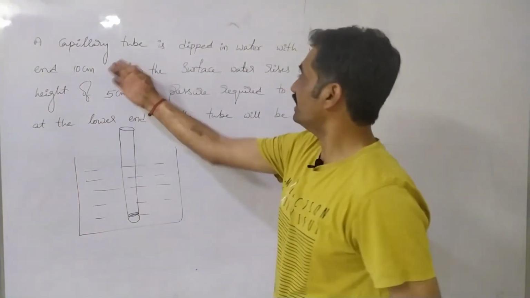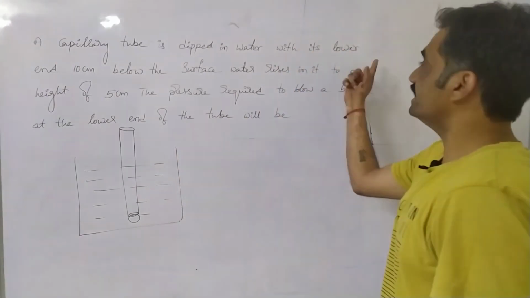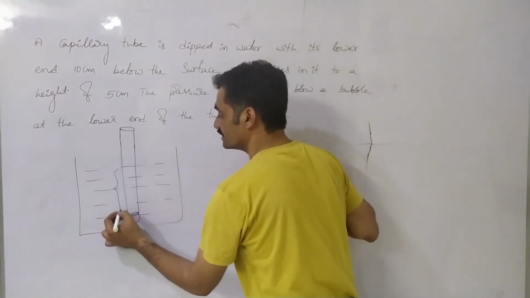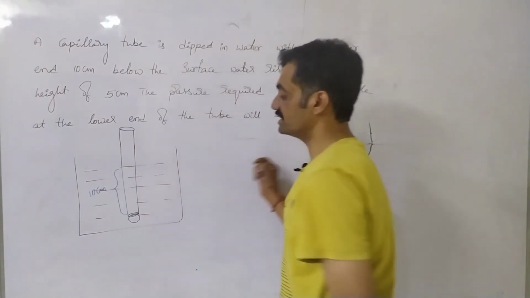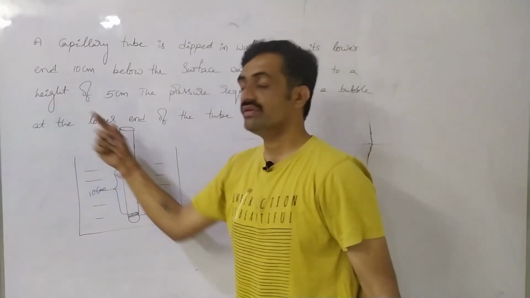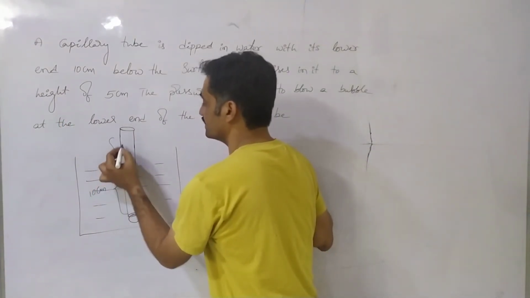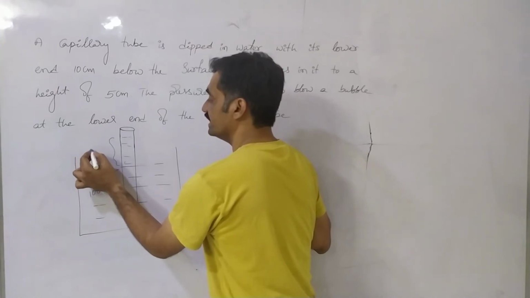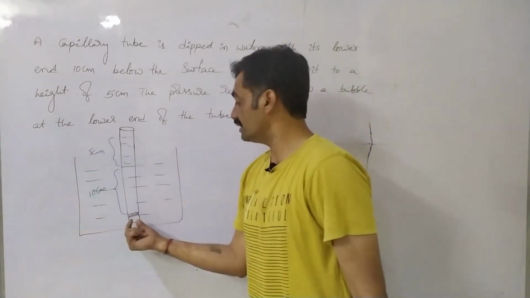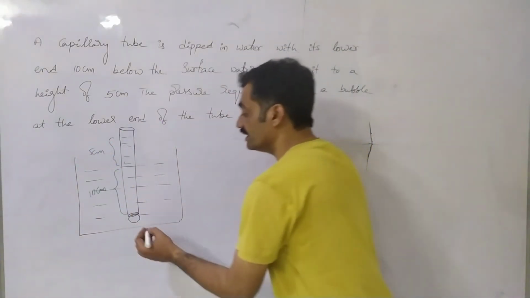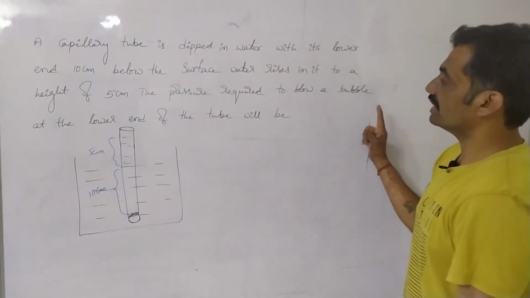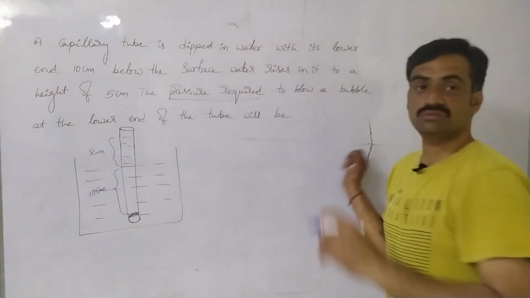Observe the next problem. A capillary tube is dipped in water with its lower end 10 centimeter below the surface of water. So the capillary tube is dipped up to a depth of 10 centimeters. Water rises in it to a height of 5 centimeters. So water has been raised to a height of 5 centimeters from the surface. The pressure required to blow a bubble at the lower end of the capillary tube will be.